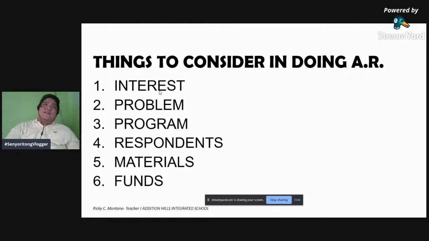Of course, what are the things? Why do you do action research? Right? Why do you do action research? Of course, there are things that you consider in doing that. So first is your interest. Of course, you have to consider your interest, because if you do an action research out of your interest, I can probably tell you that you will not enjoy doing it. So like me, I am an English teacher, so of course my interest is reading, and also oral fluency and like that.